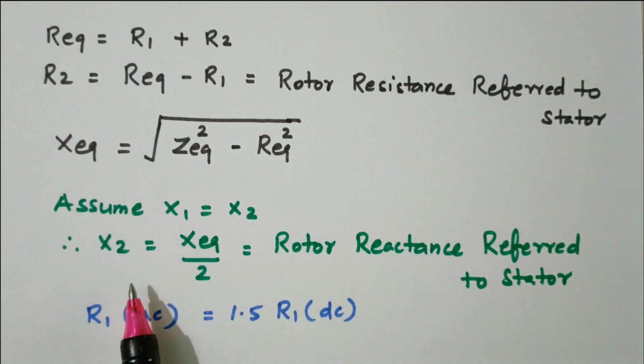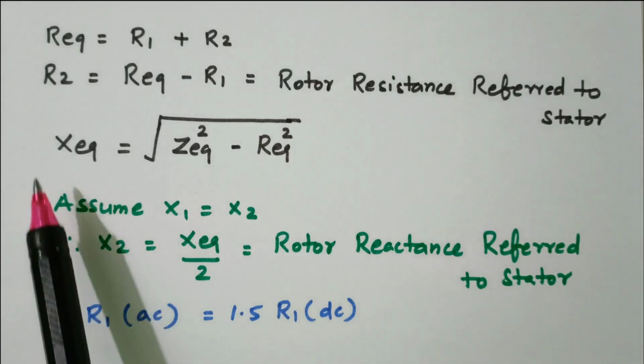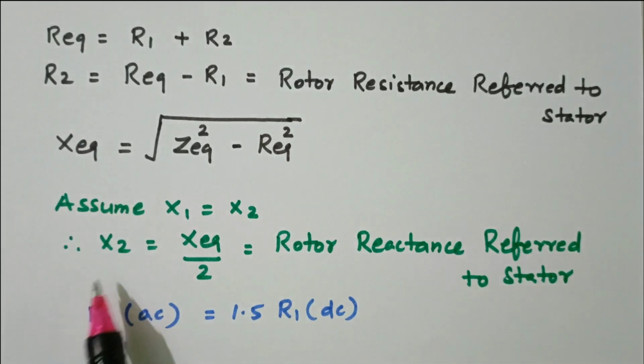In the previous test, the no load test, we calculated X0. Here we are calculating R2 and X2. R1 AC equal to 1.5 times R1 DC. That is the relation between the AC and DC circuit resistance.